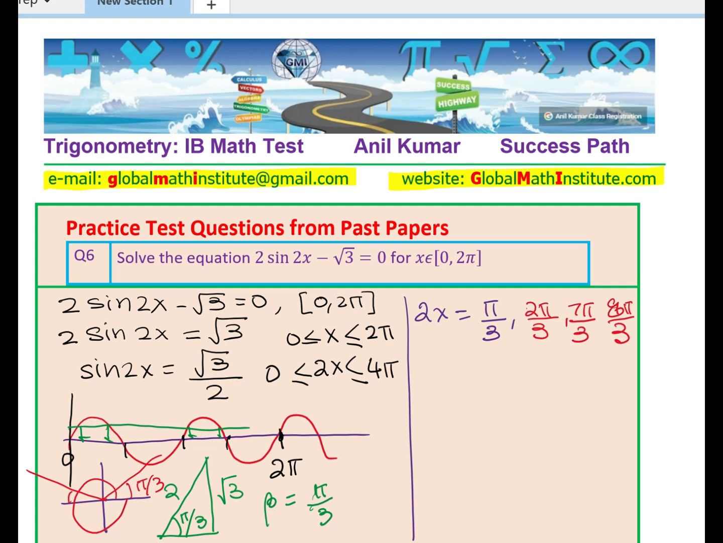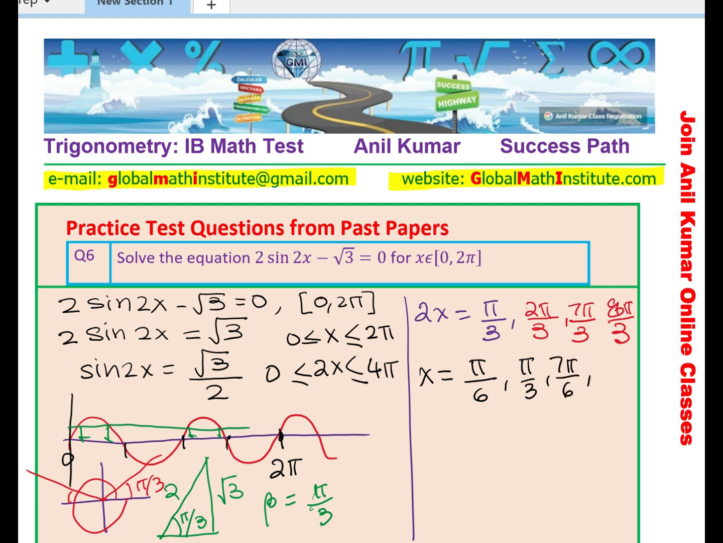So from here we can write down the complete solution. x will be pi by 6. Here dividing by 2 will give us pi by 3. 7 pi by 6 and 4 pi by 3. Make sense? So that becomes the solution of the given equation. As expected, we have 4 solutions. Making sense to you, right?